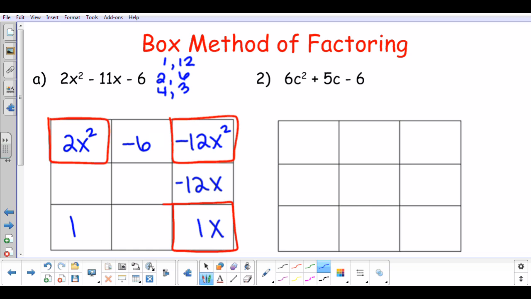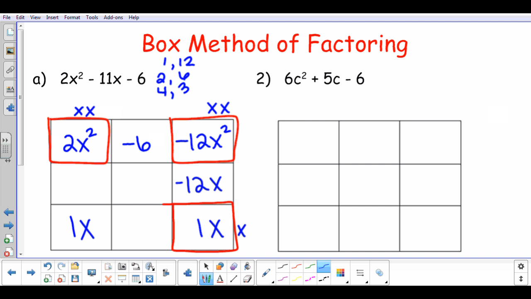Then if I look at the variables, I have x squared, which is like having two x's. In the top corner, I have another two x's for the x squared, and in the bottom, I have a single x. So at the most, they share an x. So that last corner is going to be a 1x. Now I just have to multiply up and across to fill in the rest of my rows and columns.